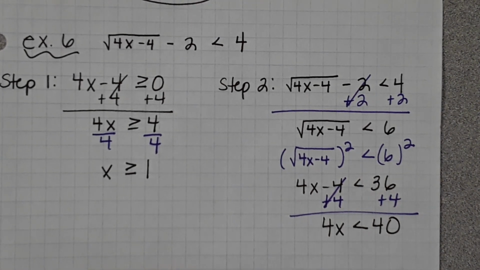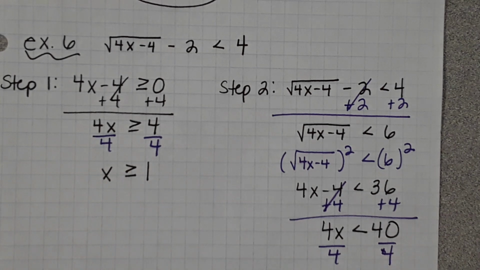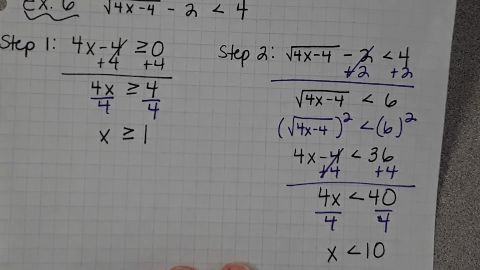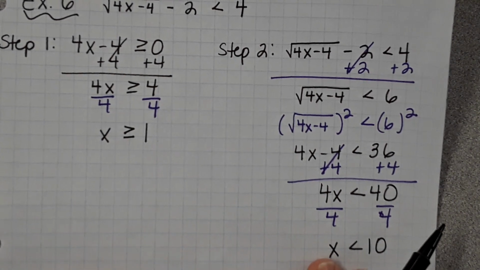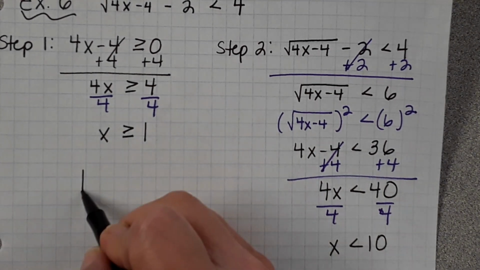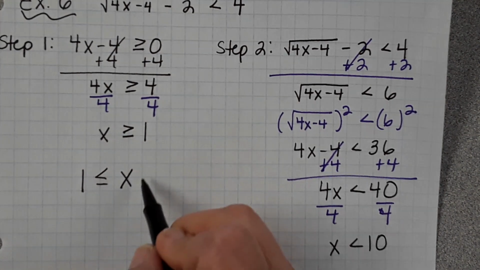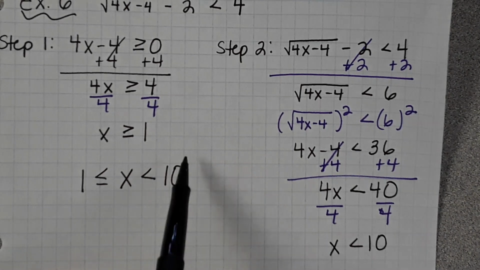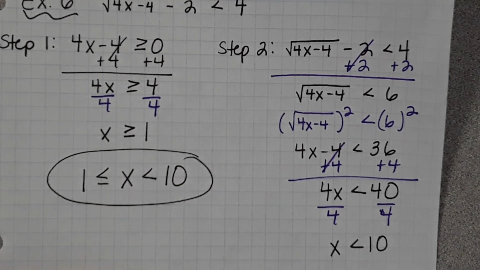Now what do we do? So basically our answer for x is, x can be any number, oops, you guys can't see that. X can be any number that is less than 10, but greater than or equal to 1. So 1 is the smallest number it can be. What's the largest number it could be? That's your answer. So when it's a less than, the x is going to go in between.